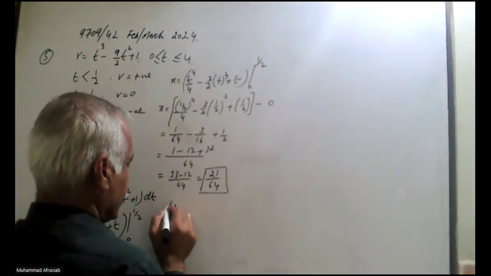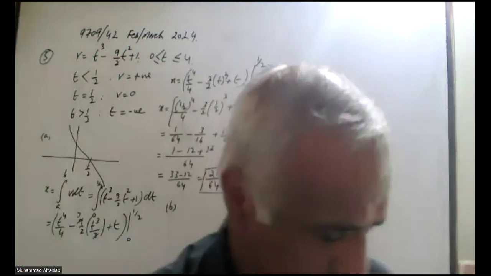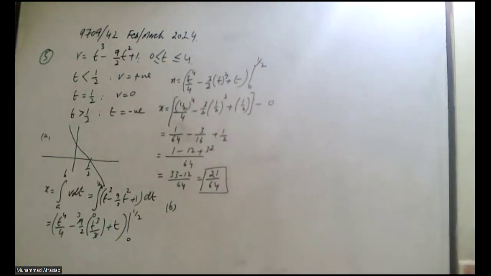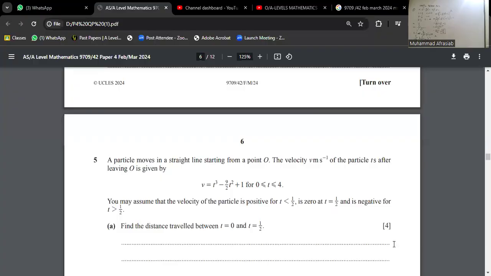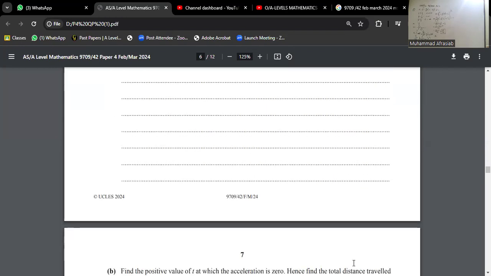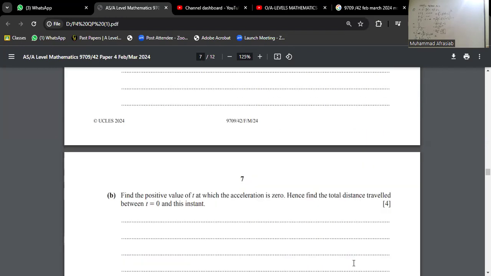Now part B. Find the positive value of t at which the acceleration is 0, and hence find the total distance traveled between time t is equal to 0 and that instant.